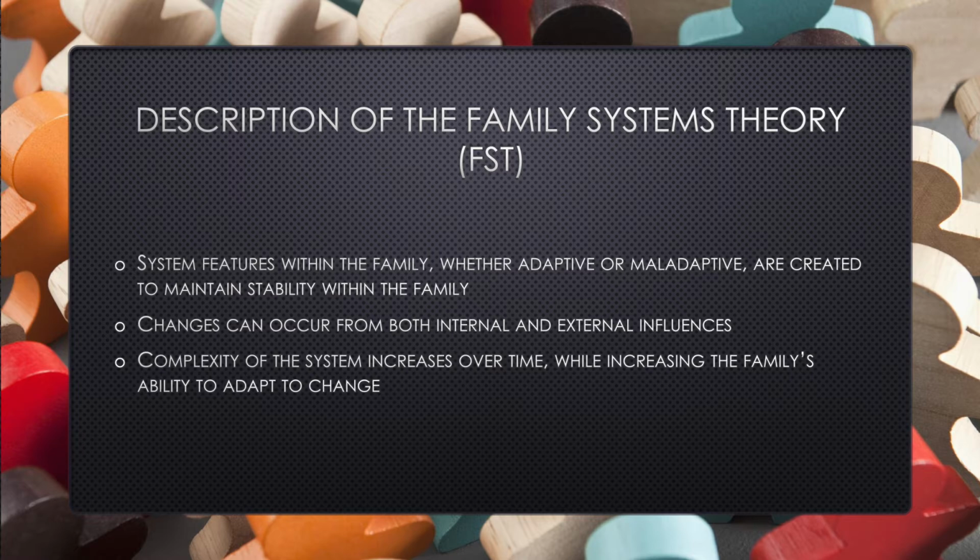System features within the family, whether adaptive or maladaptive, are created to maintain stability within the family. Changes can occur from both internal and external influences on the family, and the complexity of the system increases over time while increasing the family's ability to adapt to change.